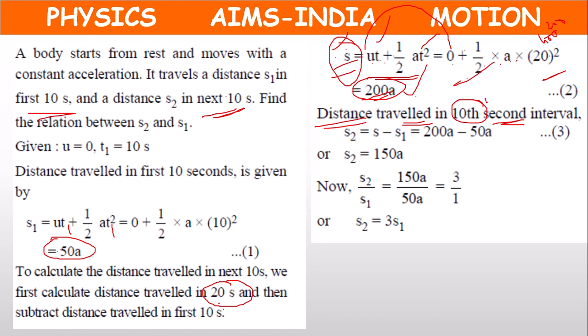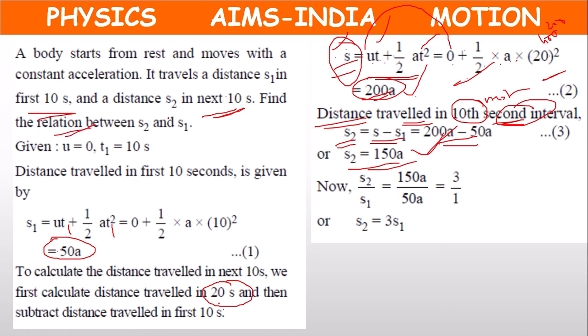10 seconds interval means the next 10 seconds. Distance traveled in 10 seconds in the second interval is S2 equal to S minus S1, 200A minus 50A, which is equal to 150A.